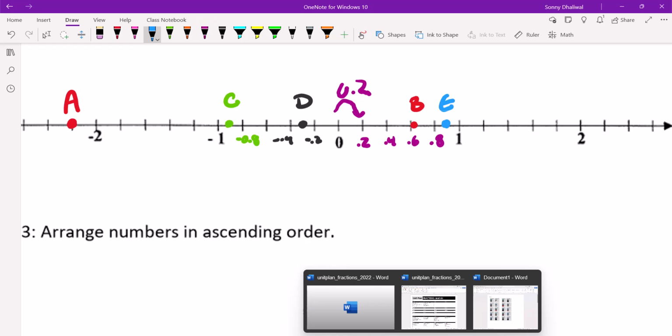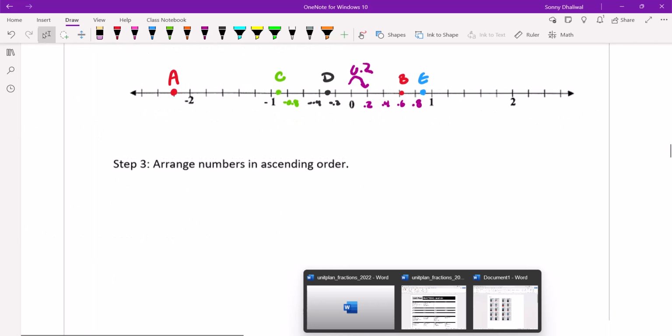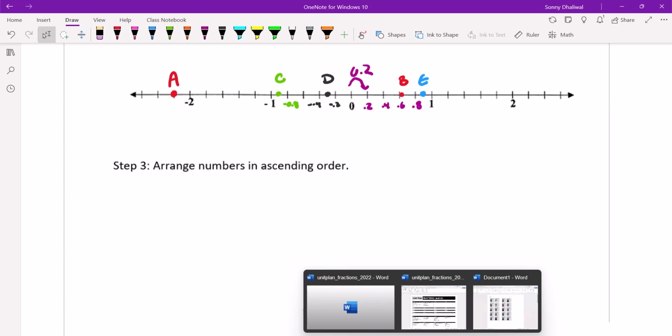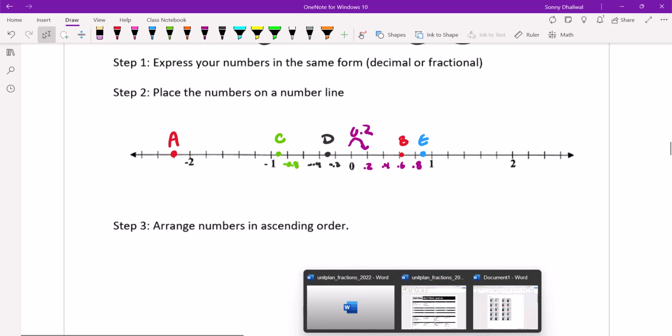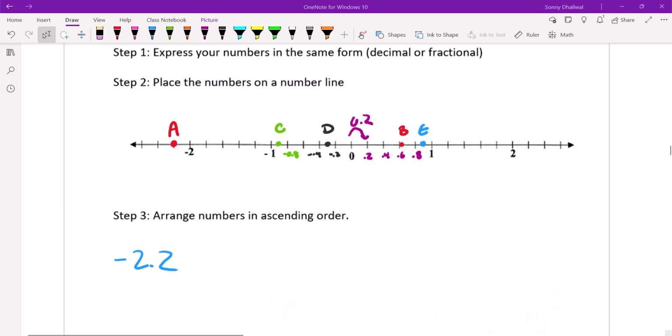Okay. So now the last part is just saying, can you arrange these numbers in ascending order? We did that on the number line, but we just have to list it out. For A, that was negative 2.2, so we'll write that out. Negative 2.2, why aren't you disappearing? Oh, come on. Oh, there we go.